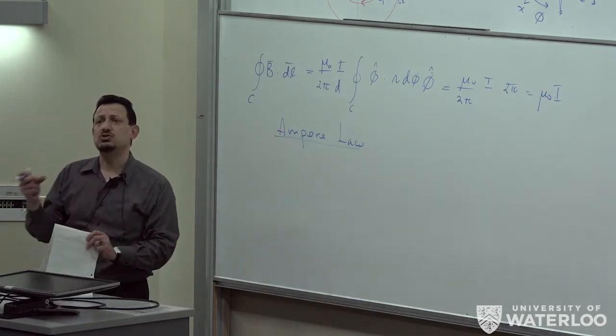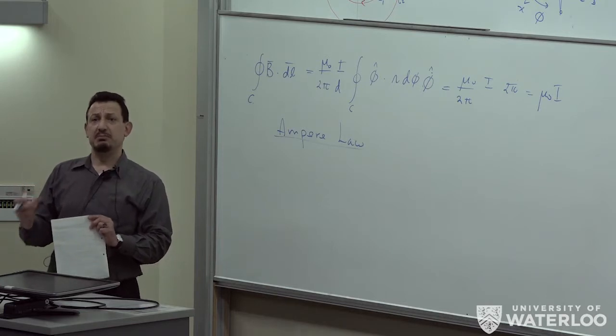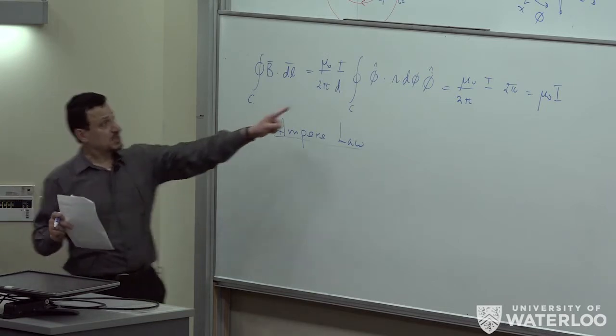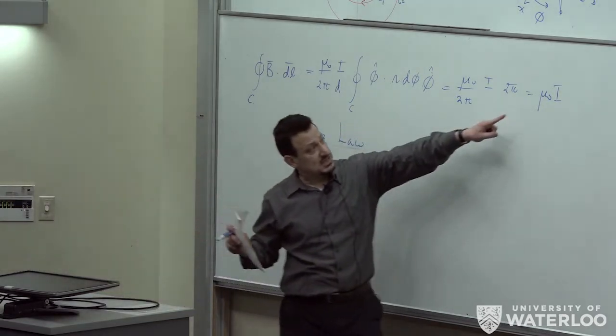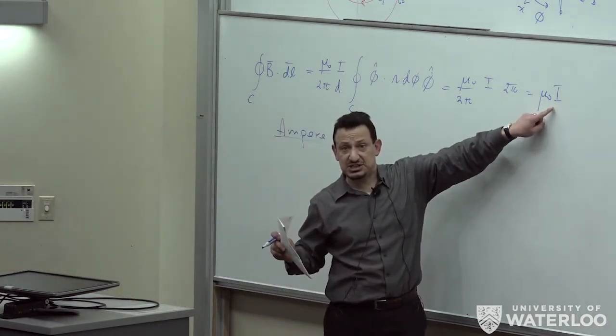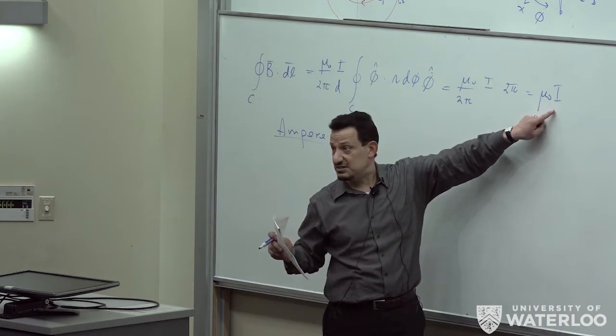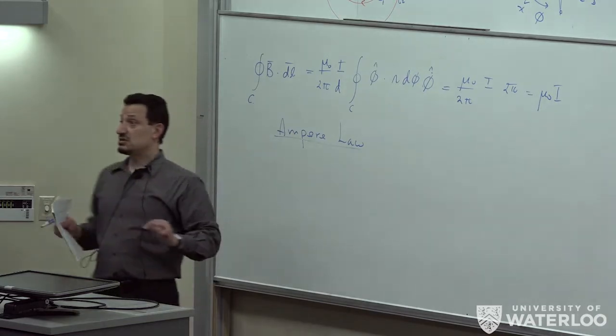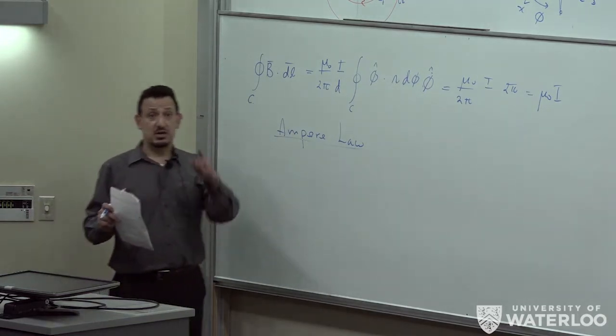Does the contour radius information matter? It doesn't matter, because do you see the result here is independent? This is not a function of the radius. Do you see that? Very, very powerful result. That's why we call it Ampere's law.